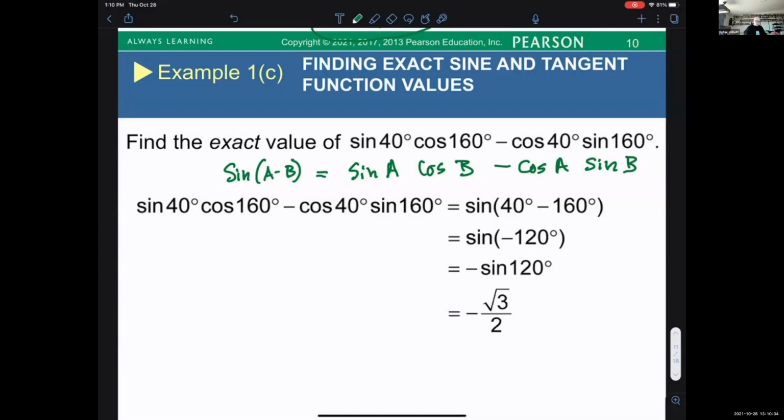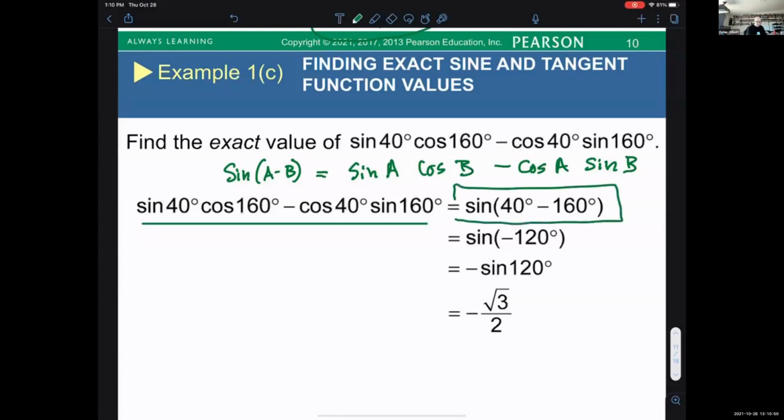So then you could evaluate this string of these 4 trig functions that are multiplied and subtracted in the end by just replacing all 4 of them, where the A value is 40 degrees and the B value is 160 degrees, by putting those into the sine as a difference. And in this case, after we take that difference, it gives us something that we can evaluate.